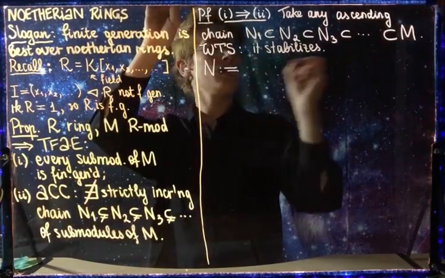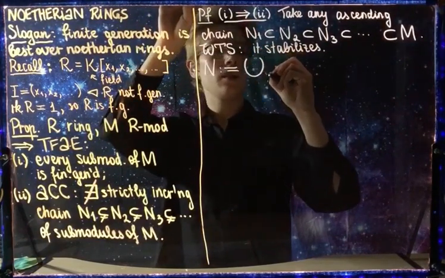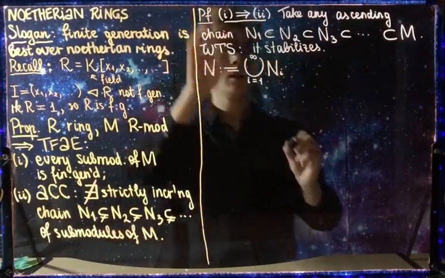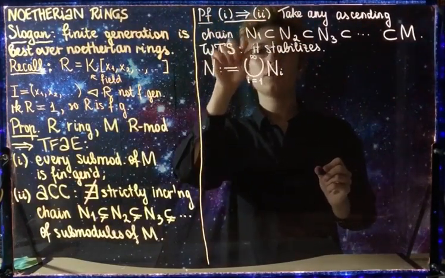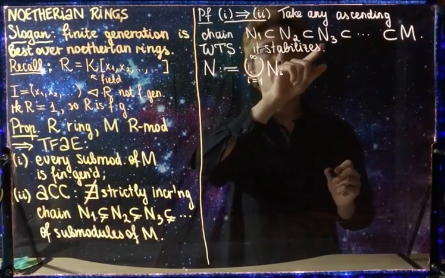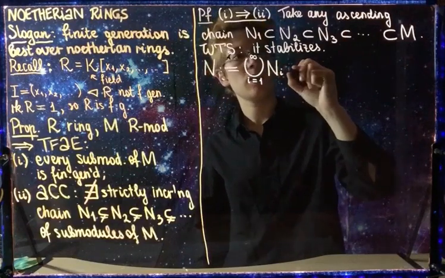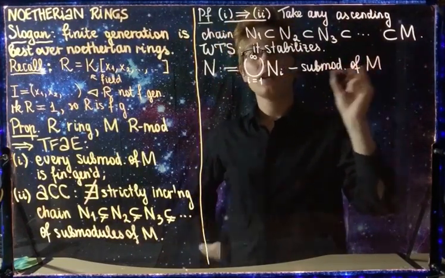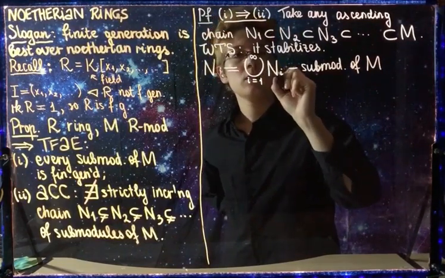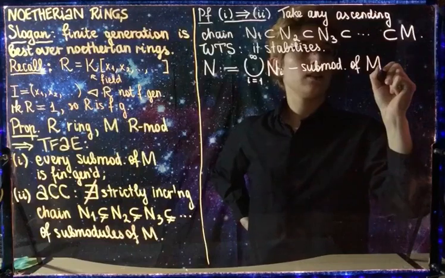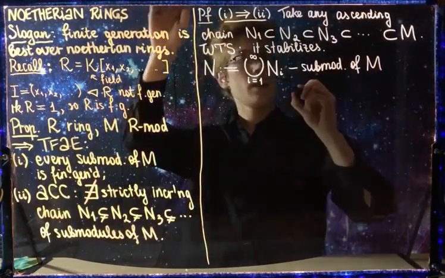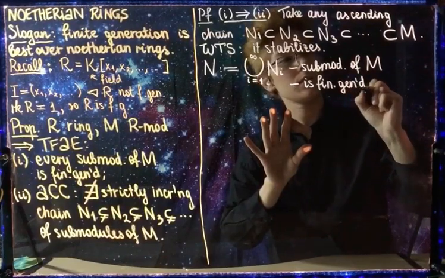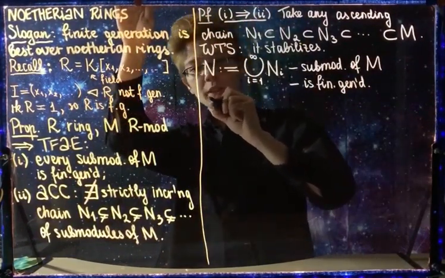So define the submodule N as the union of all submodules Ni, i goes from 1 to infinity. Because these submodules are nested, so N2 contains N1 and N3 contains N2, etc., this union is a submodule of M. And it is proved in a similar way as when we proved that a union of nested ideals is an ideal. And since it is a submodule of M, it is finitely generated.